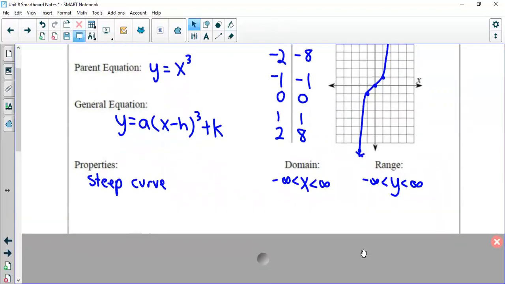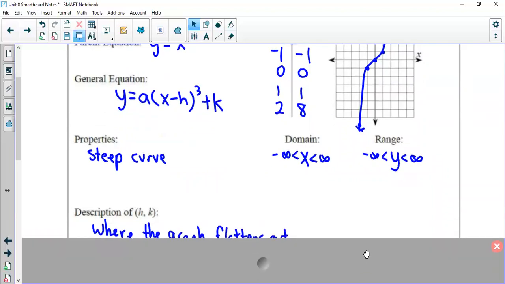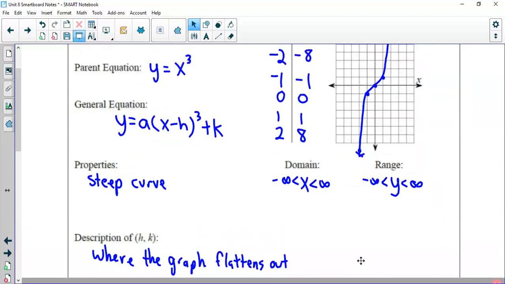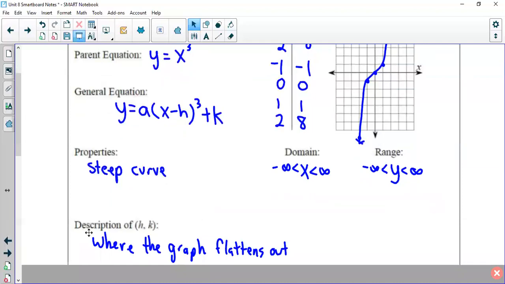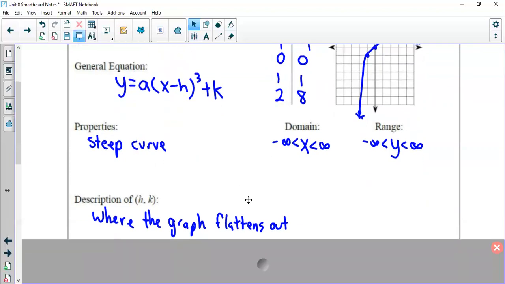And then our HK point is again at 0, 0, because there is no h and k in our parent graph. And at 0, 0, notice how it's growing really fast. It flattens out and then grows really fast again. So the HK is where the graph flattens out. So again, that's how you can always determine how the graph is moved. Left, right, up, down.